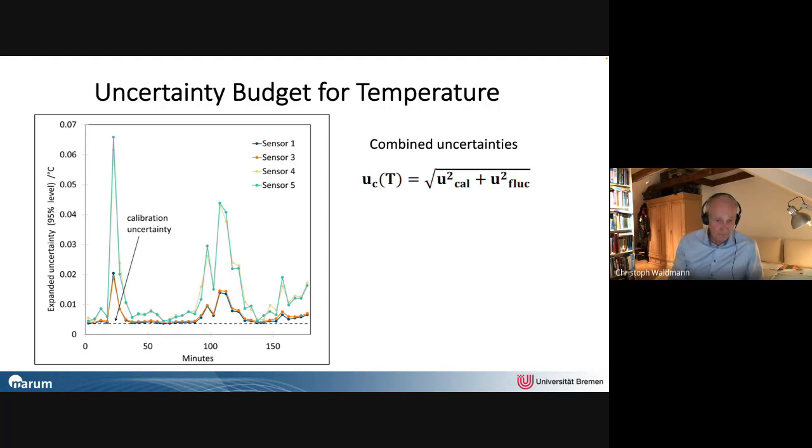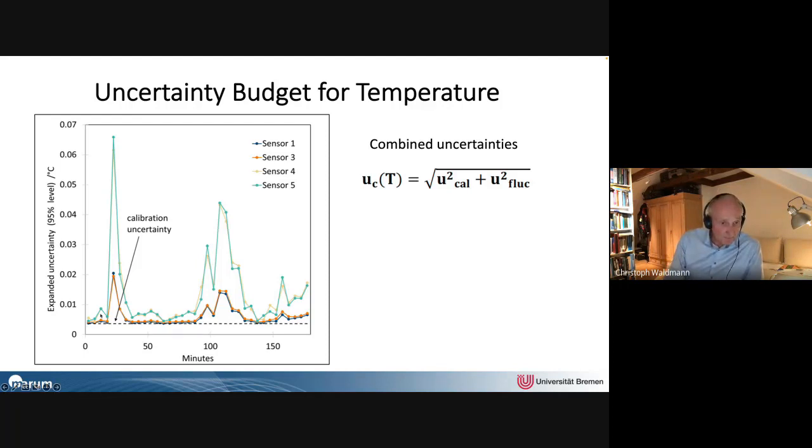And the calibration also sets the lower limit of the uncertainty. What you see on the graph here on the left-hand side is the expanded and combined uncertainty at a 95% level. That means 2 times the standard deviation taken from the fluctuations here. And this is shown for temperature measurements for different sensors and also different conditions.